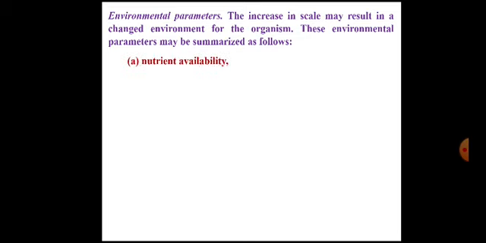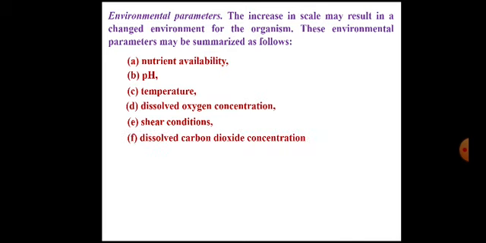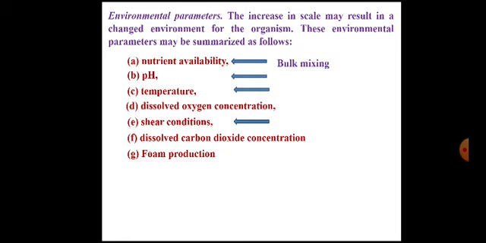So the major environmental parameters which are affected due to an increase in scale are nutrient availability, pH, temperature, dissolved oxygen concentration, shear conditions, dissolved CO2 concentration, foam production. Out of these, nutrient availability, pH, temperature, and shear conditions are related to the bulk mixing process, and the dissolved oxygen concentration, shear conditions, dissolved CO2 concentration, and foam production. All these environmental parameters are related to provision of oxygen.